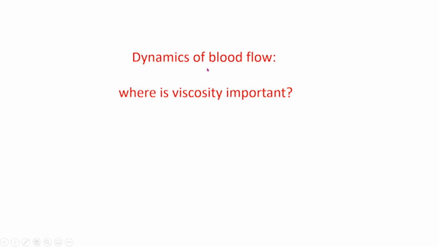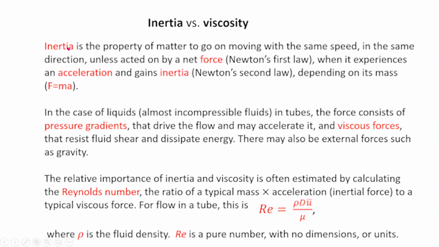So in the dynamics of blood flow, we've said that Young and Euler could ignore the viscous properties in the arteries, but we've seen that viscosity has to be important in the microcirculation. Let's consider that a bit more physically by talking about inertia. Inertia is the property of matter to go on moving with the same speed in the same direction unless acted on by a net force.